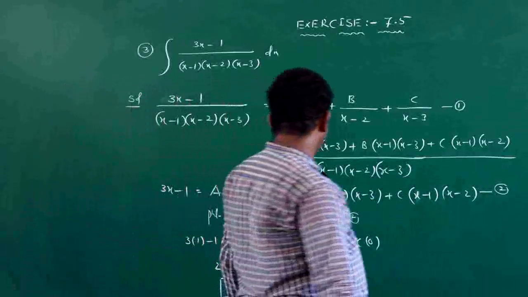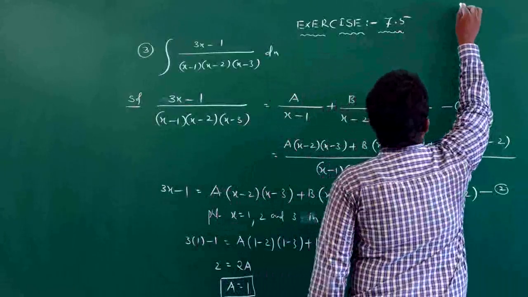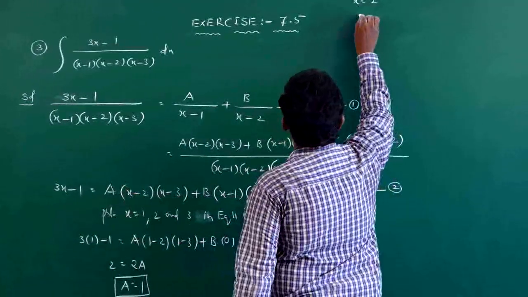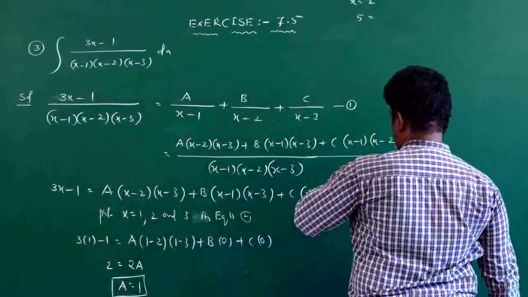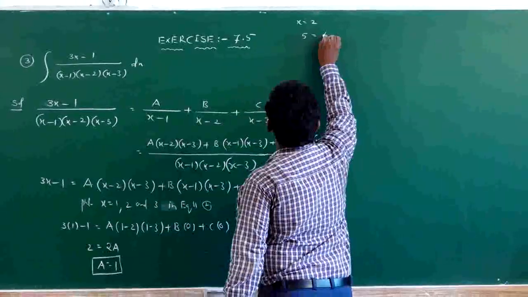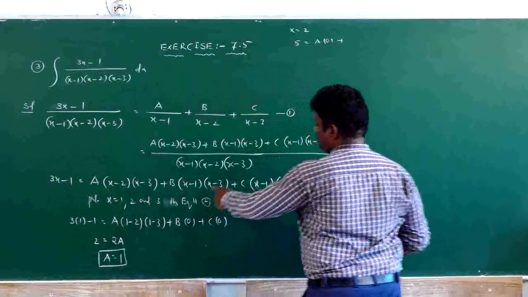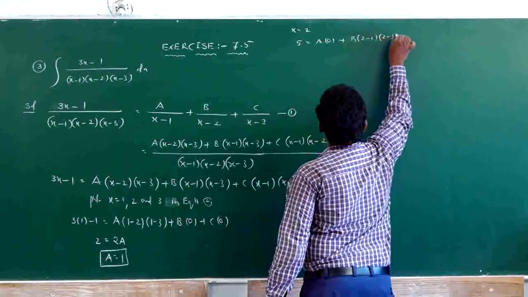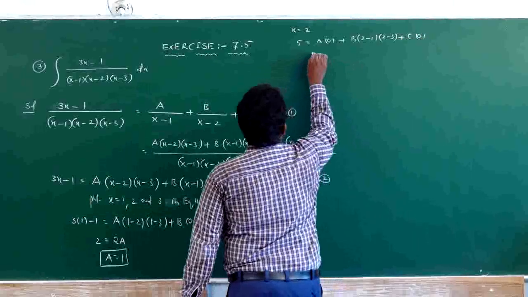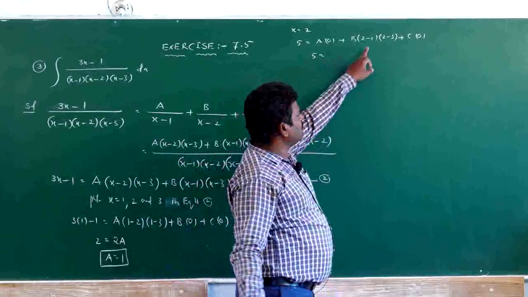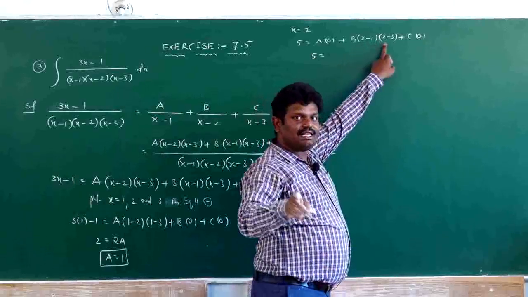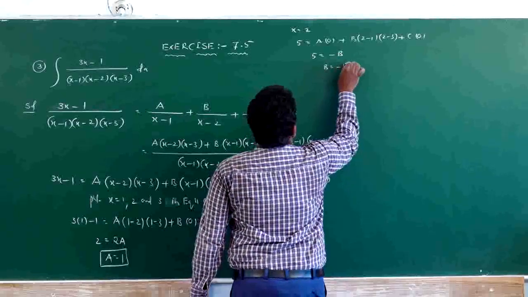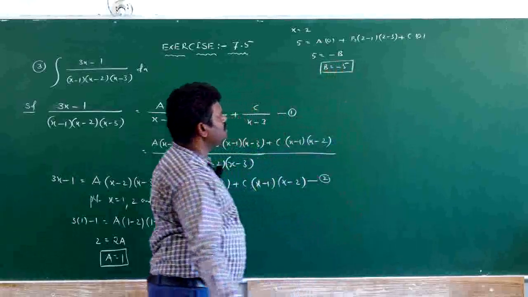Next, similarly, if you substitute x is equal to 2, then 3 into 2 is 6, and 6 minus 1 is 5. So 5 is equal to a into 0, plus b into 2 minus 1, 2 minus 3, plus c into 0. Then 5 is equal to b into 1 into minus 1, that is minus b, so b is equal to minus 5. Okay? b is equal to minus 5.